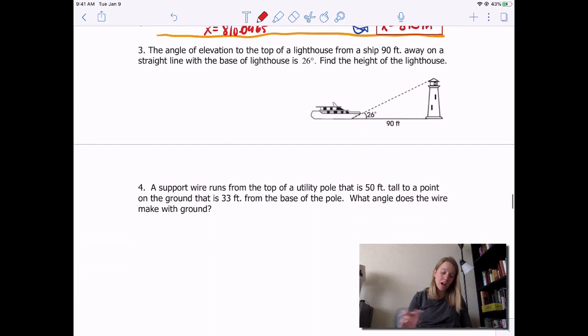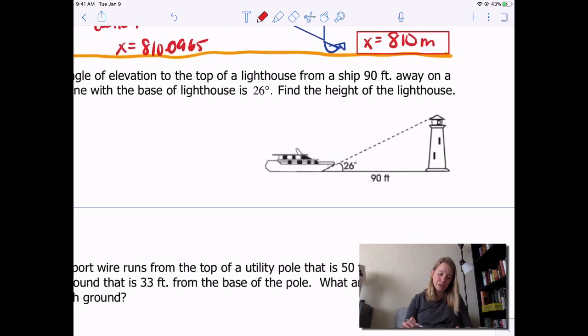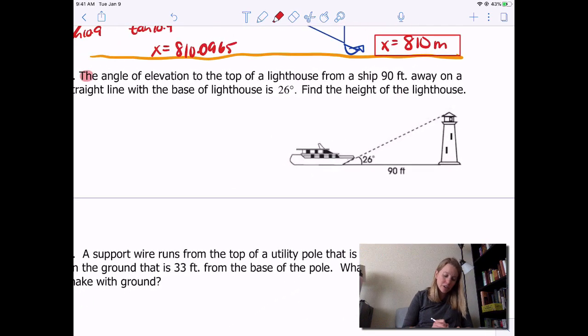Moving on. Number 3, the angle of elevation to the top of the lighthouse from a ship 90 feet away on a straight line with the base of the lighthouse is 26 degrees. Find the height of the lighthouse. So notice they drew this picture up for us. The angle of elevation, though, remember, is always from the floor. So does that jive with what's going on here? This is our floor. And then I elevate up. So yeah, that is the angle of elevation.